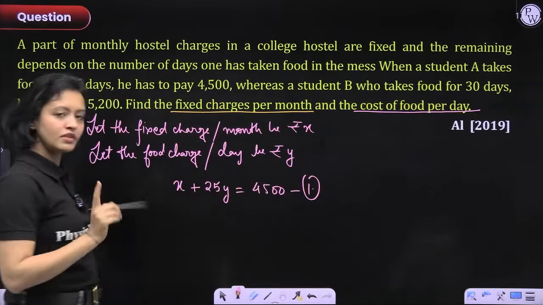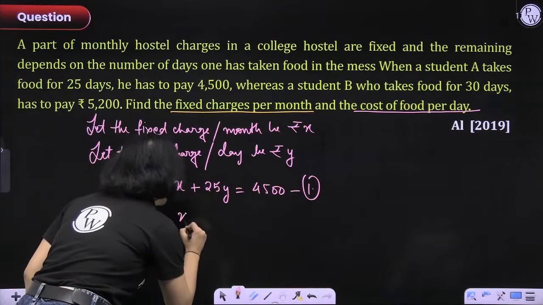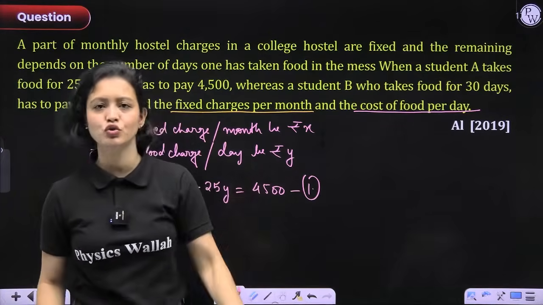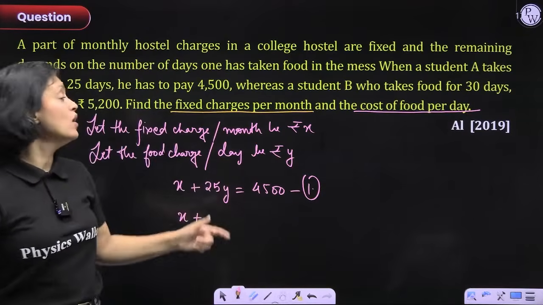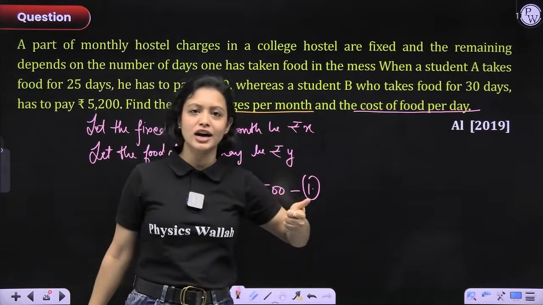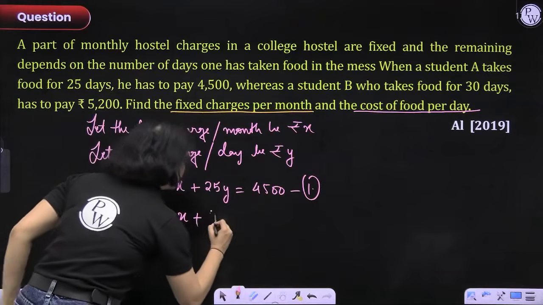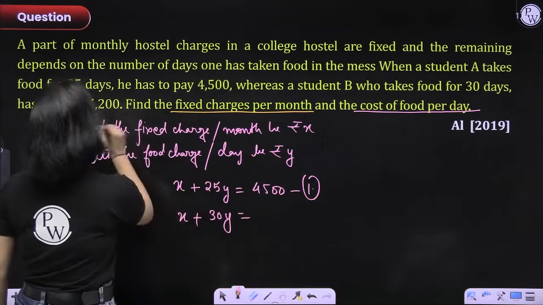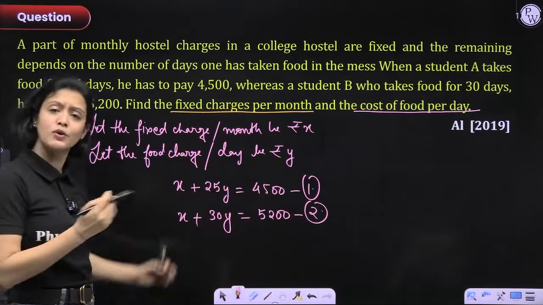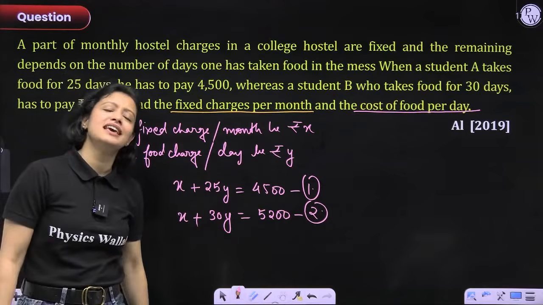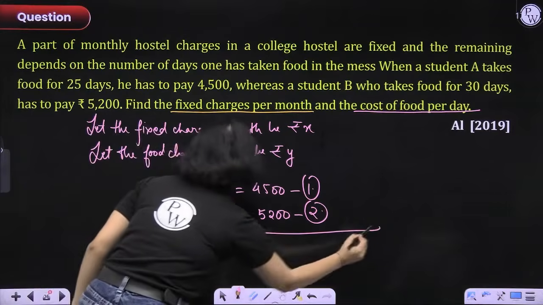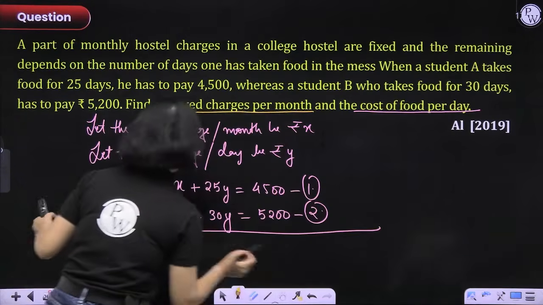Okay. Now, for student B, again, he will pay the entire fixed charge or the hostel charge, which is x rupees. Okay, that he has to pay, right? He's living there, so he'll pay. Now, he is taking food for 30 days, right? So, for 1 day, the charge is y rupees. For 30 days, the charge is 30 into y. So x plus 30y. And that's why he has to pay the total amount as 5200. That's equation number 2. Again, the coefficient of x is the same. Good for us, guys. Let's just simply subtract both the equations, right? So, we'll simply subtract both the equations here.